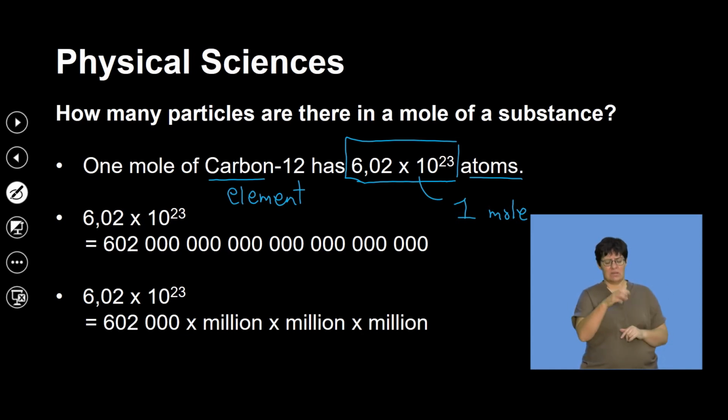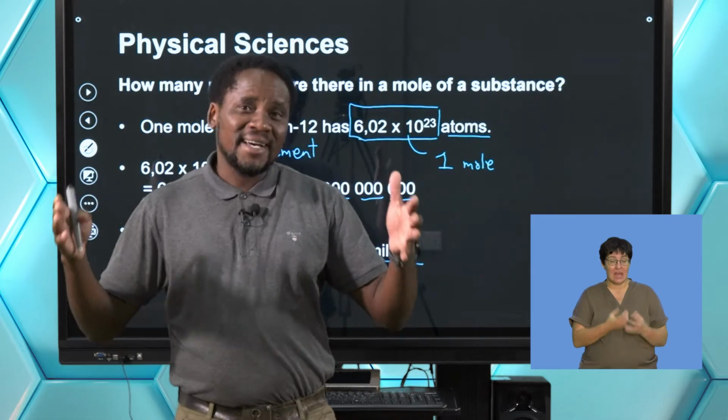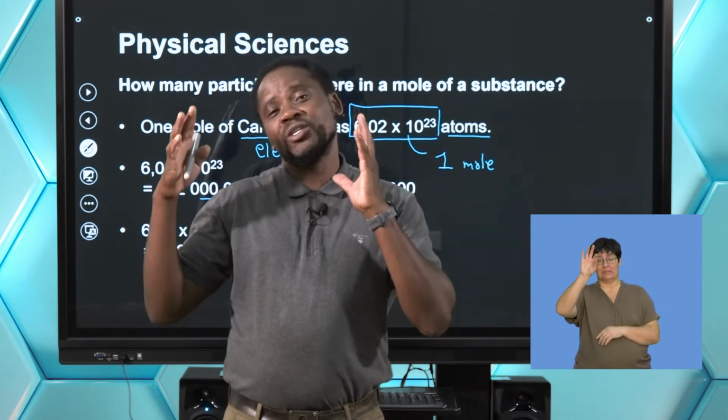If we say 6,02 times 10 exponent 23, how many zeros can we count here? I think it's a very huge number. I don't even know how to say that number out. But in other words, we've got 602,000. We multiply it by a million. Whatever we get, the product, we multiply by another million and another million. This represents the number of atoms that actually make a mole of any substance. So the number that represents a mole of any substance is 6,02 times 10 exponent 23.